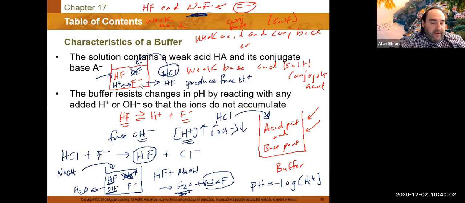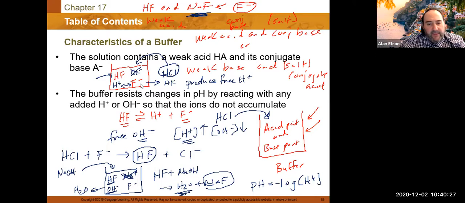So ultimately, that's sort of how a buffer works and why it has to be made up of a weak acid and its conjugate base, or a weak base and its conjugate acid. Because that weak acid and that weak base, depending on which you choose for your buffer, is able to set up that equilibrium where it allows an acid part to stay in the solution and a base part to stay in the solution.